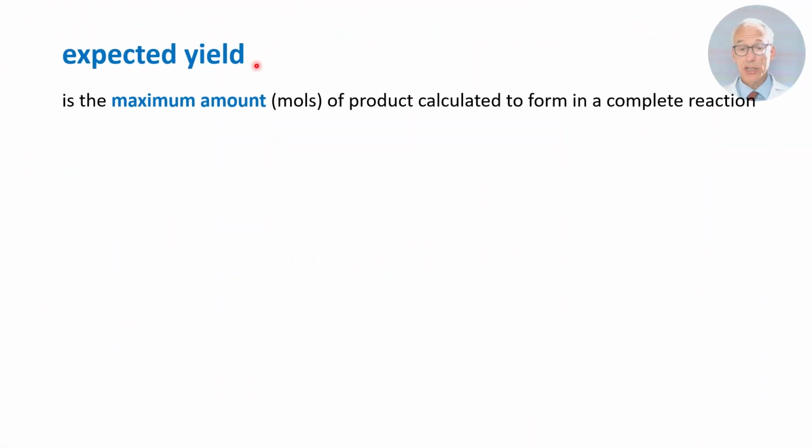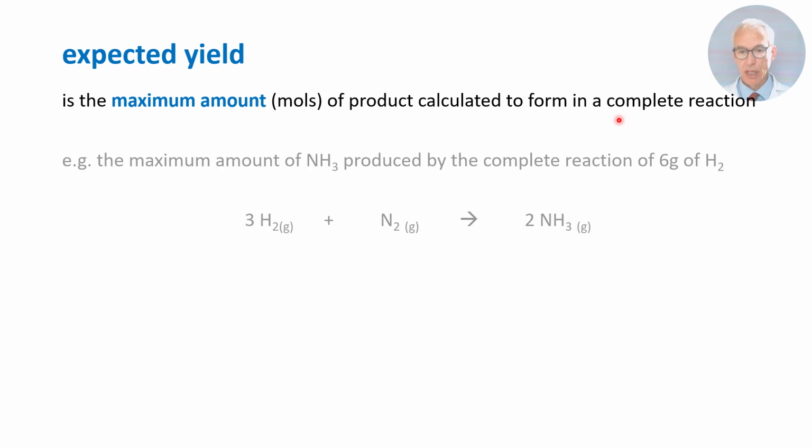The term expected yield is the maximum amount in moles of product calculated to form in a complete reaction. So let's take an example: the maximum amount of ammonia, NH3, produced by the complete reaction of 6 grams of hydrogen. Well, we need to calculate that.